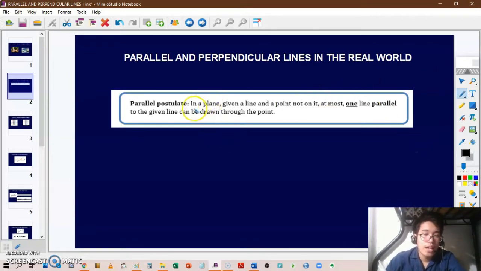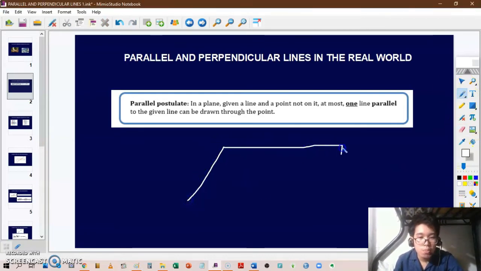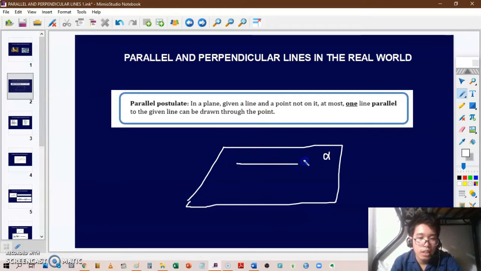It's stated as, in a plane, so let's draw a plane here, let's say plane alpha. On plane alpha, given a line, let's say line B, and a point not on it, let's call it point C. At most there is one line parallel to the given line that can be drawn through the point. That simply means that there's only one line through point C that we can draw that is parallel to line B.